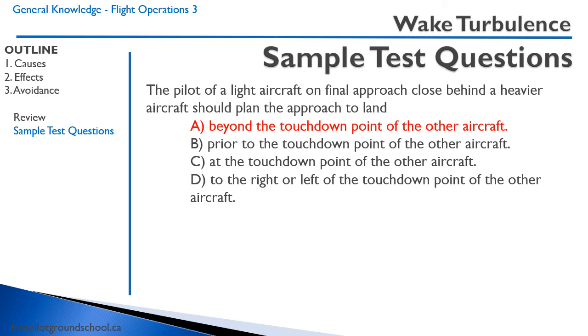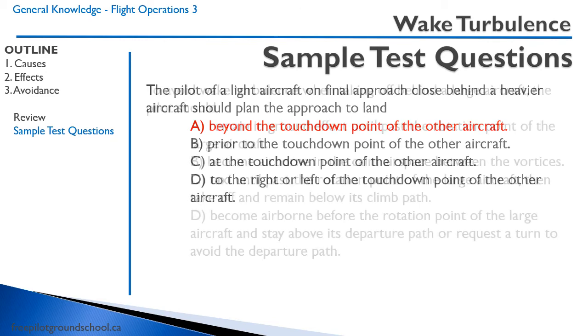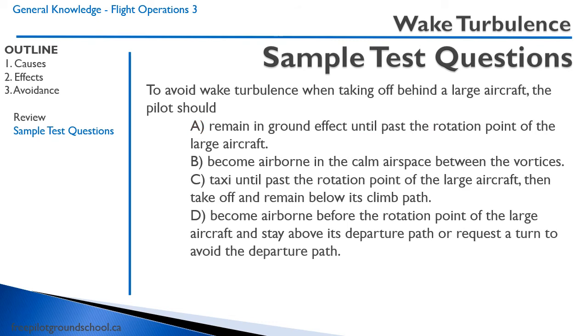The correct answer is A, beyond the touchdown point of the other aircraft. To avoid wake turbulence when taking off behind a large aircraft, the pilot should. So remember, we want to take off before that other aircraft when there's no lift being developed, therefore no vortices and no wake turbulence. So A, remain in ground effect till past the rotation point of the large aircraft.